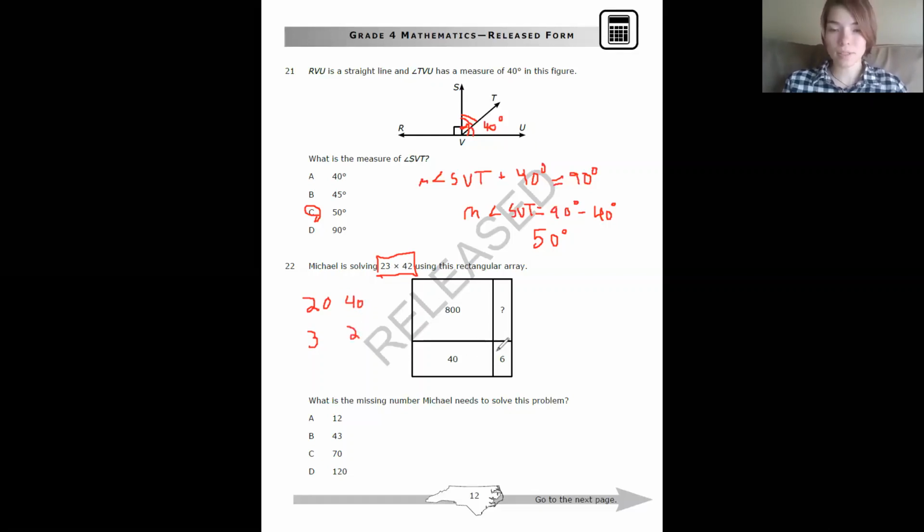To figure out where on the box these numbers should go, we can look at the numbers that they've already given us. We know that 6 is equal to 3 times 2. Each of these numbers in the box has to be a product of two of these numbers I've written over to the side. 40 can be written as 20 times 2. 800 is equal to 20 times 40.